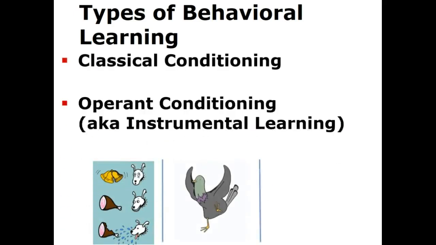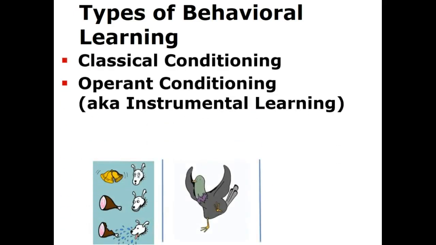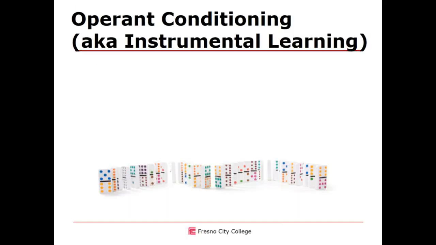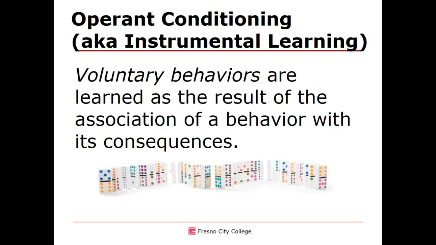Your textbook will discuss three different types of learning: classical conditioning, operant conditioning, which may be called instrumental learning in your textbook, and observational learning, also known as social learning or modeling. The psychology department offers other videos on classical conditioning and social learning. Let's start with the basic definition of operant conditioning. Voluntary behaviors are learned as a result of the association of a behavior with its consequences.